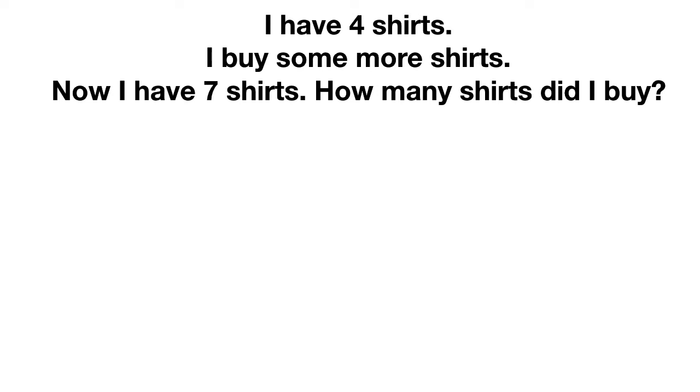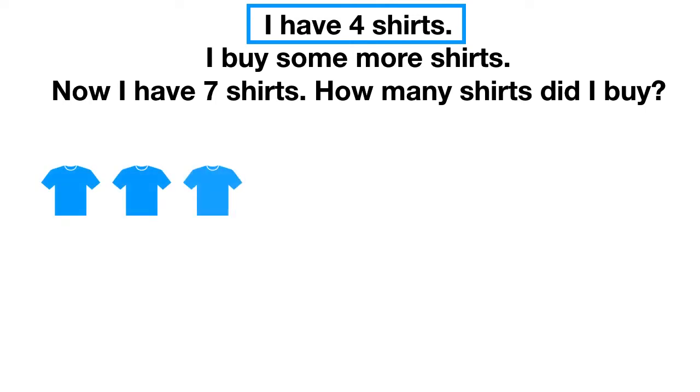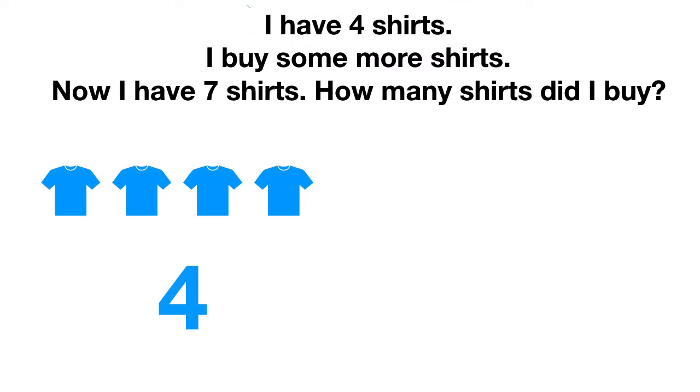Well, to get started, we want to understand this problem piece by piece. The first part says, I have 4 shirts. So we could imagine that we have 1, 2, 3, 4 shirts. And we could write this as the number 4 in a number sentence. Next, the problem says, I buy some more shirts.